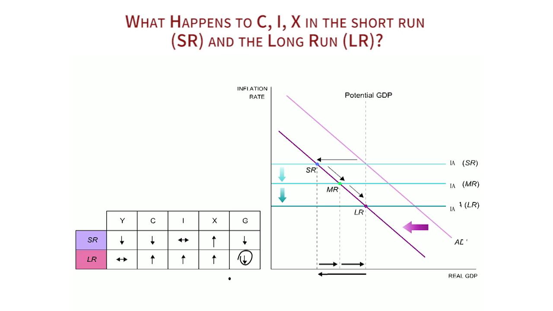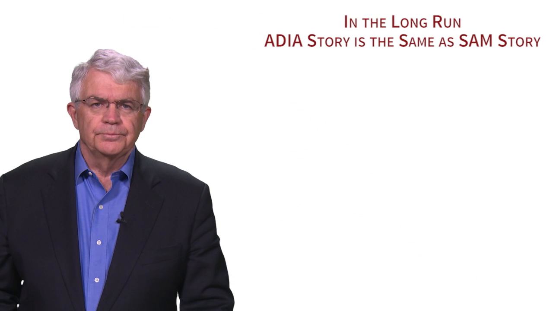However, consumption is actually going to be higher because that lower interest rate has stimulated consumption. Investment will be higher for the same reason, and finally net exports will be higher. And so you see that there's this change in C, I, and X that offsets the decline in government purchases and brings the economy back to normal.